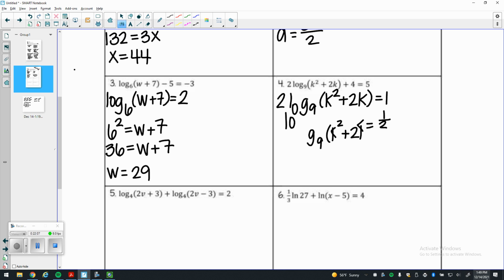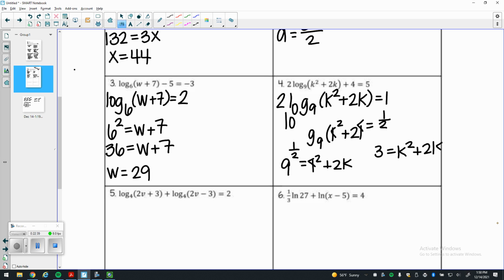So 9 is my base, so 9 to the 1/2 equals k squared plus 2k. Okay? What's 9 to the 1/2? This is 3, equals k squared plus 2k.